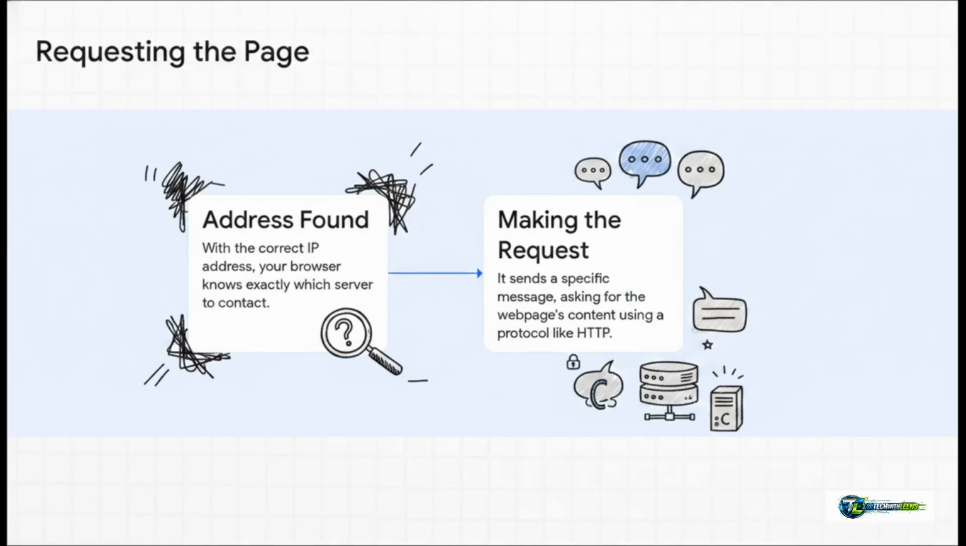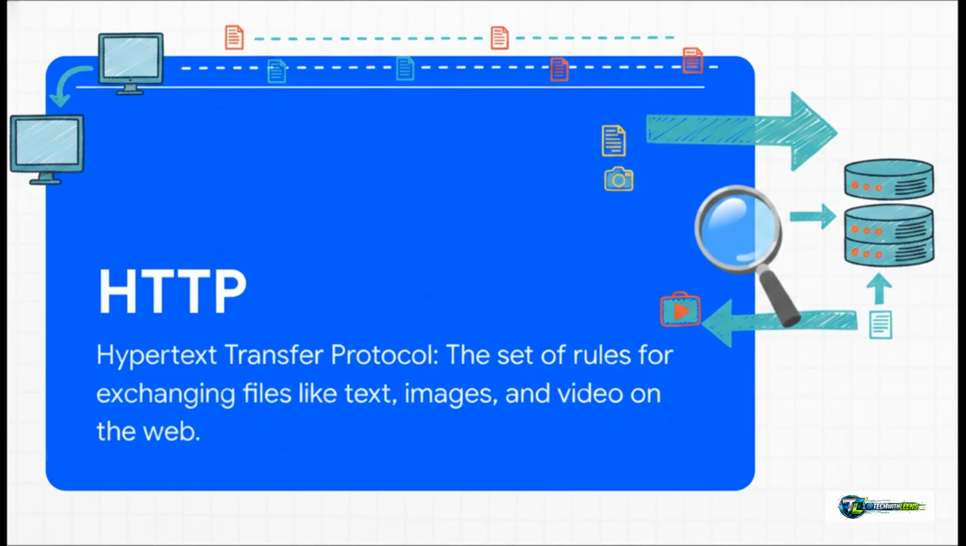Okay, on to the next step. With that correct IP address, your browser can now send a message directly to the Cisco server. But what does it actually say? It can't just be random. It has to speak a very specific language. That language is HTTP, the Hypertext Transfer Protocol. You can think of it as the grammar of the web. It's the set of rules that clients and servers use to talk.